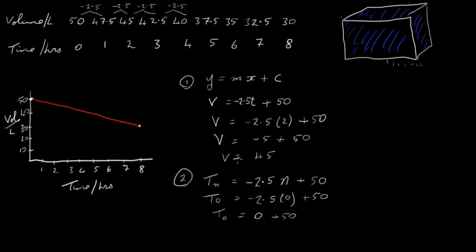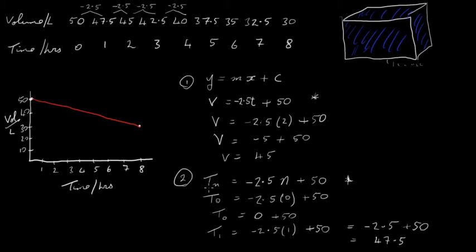Try it for T1. If we put 1 in here instead of n, so we're looking at T1, that will give us minus 2.5 times 1 plus 50. That gives us minus 2.5 plus 50, which will give us 47.5 liters. So our T1, our first term here, is 47.5, so that works. So this here is our formula. It's the exact same as this one up here.